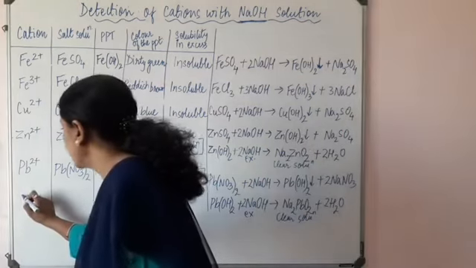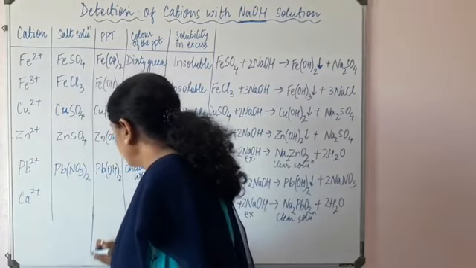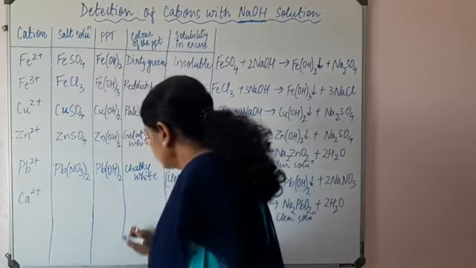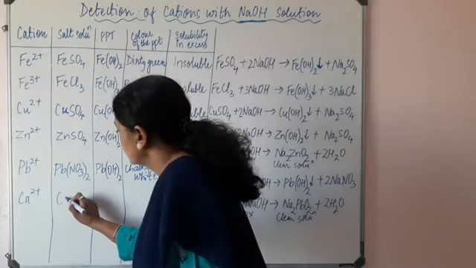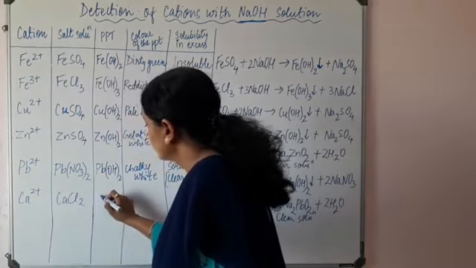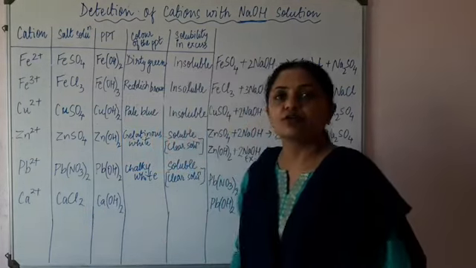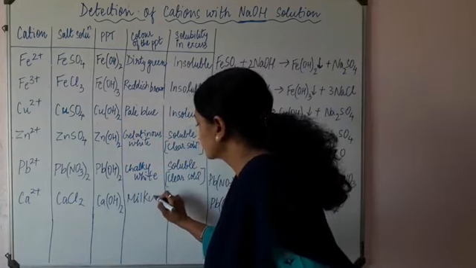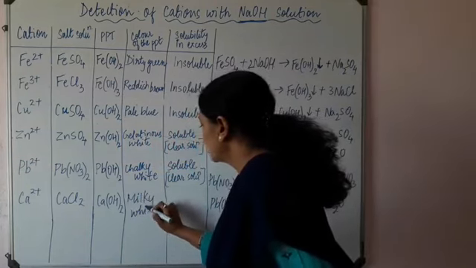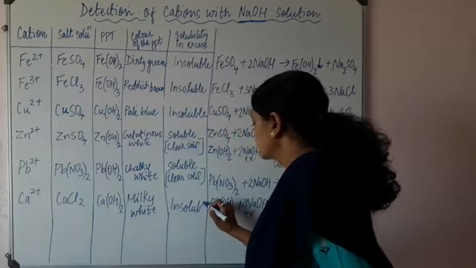Now one more we have, that is calcium. In the case of calcium, if you will see, calcium will form milky white precipitate. If we take here calcium chloride, we get here calcium hydroxide on adding sodium hydroxide to it, and we will get milky white precipitate, and which is insoluble in excess, right?